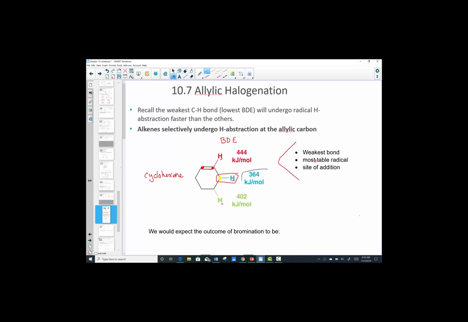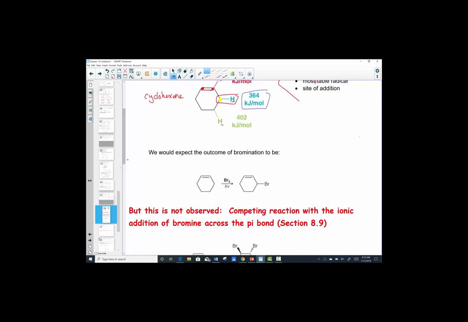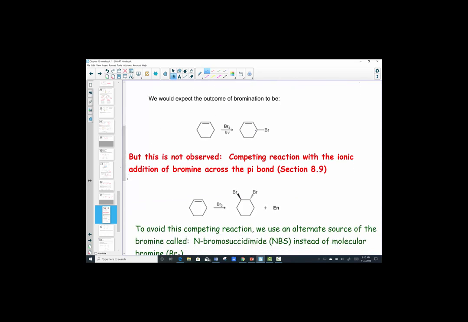And clearly we see that this would be the weakest bond, and so we would anticipate that would be the site of bromination. So following the pattern from our previous section and creating the most stable radical, we would expect this position, the allylic position, to be the site of bromination. But it's not what we see.